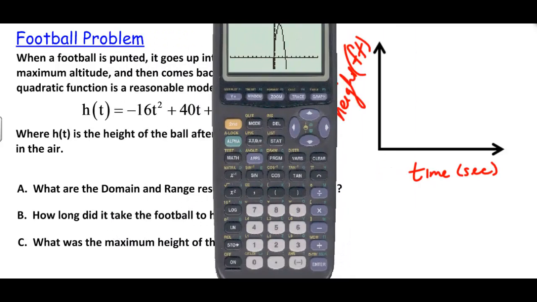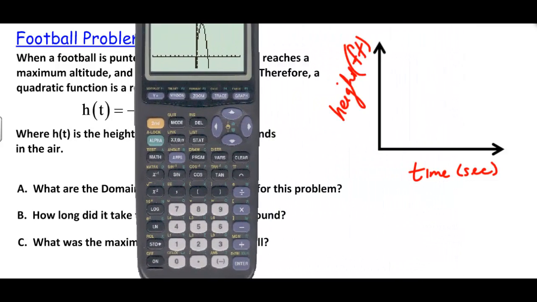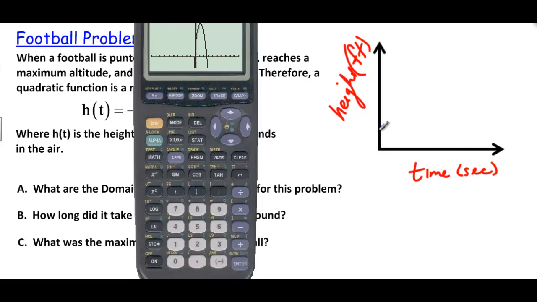Alright, so I want to know what are the domain and range restrictions for this problem, how long did it take the football to hit the ground, and what is the maximum height of the football. If I graph this, I know it started at 4 and went up and came back down. If I talk about the domain, well, I care about when the ball was kicked to when it hit the ground. Now again, time can keep going on forever, but that's the time I care about. As long as time is positive, we're still okay.